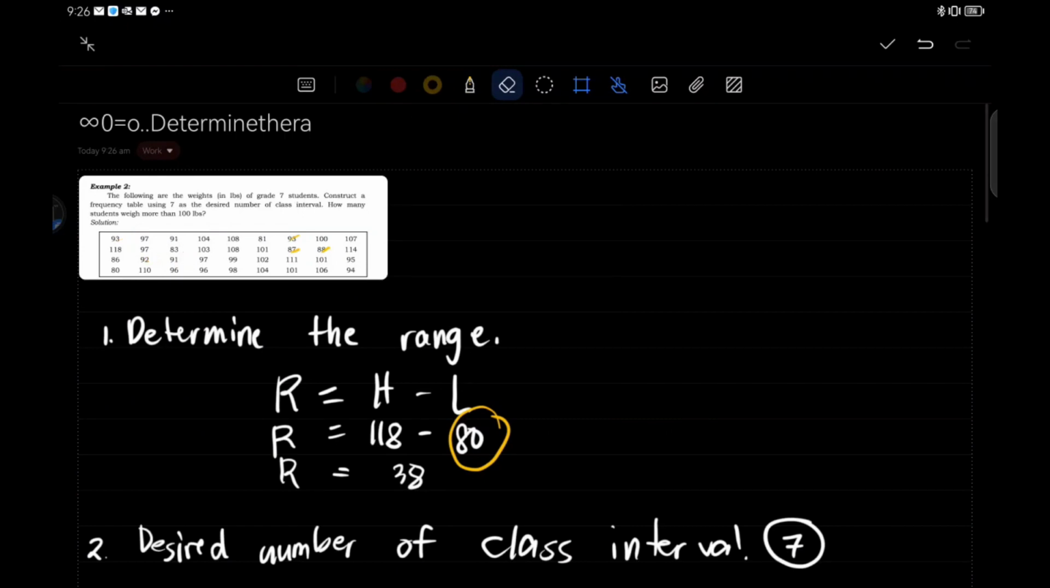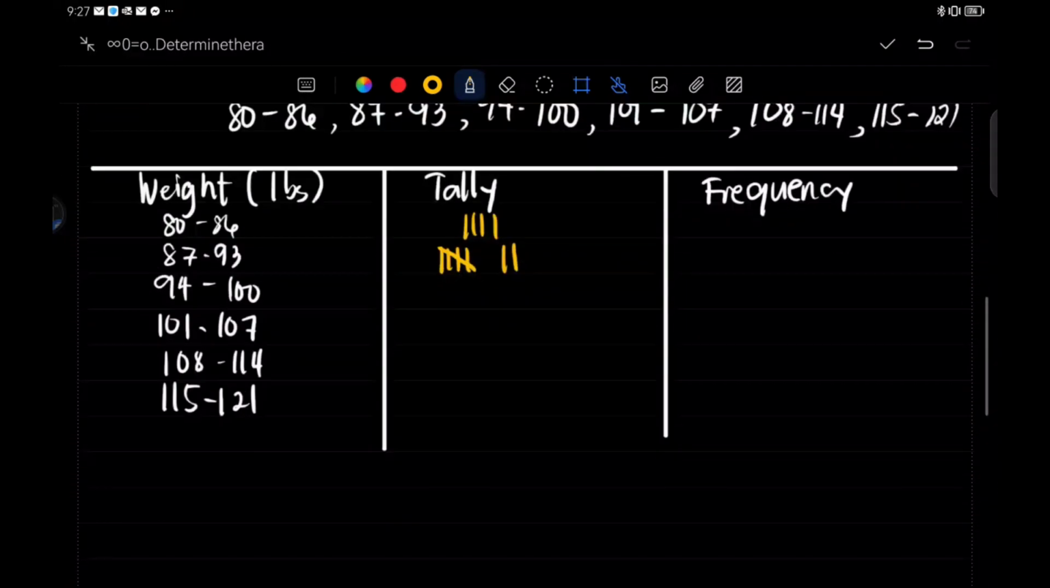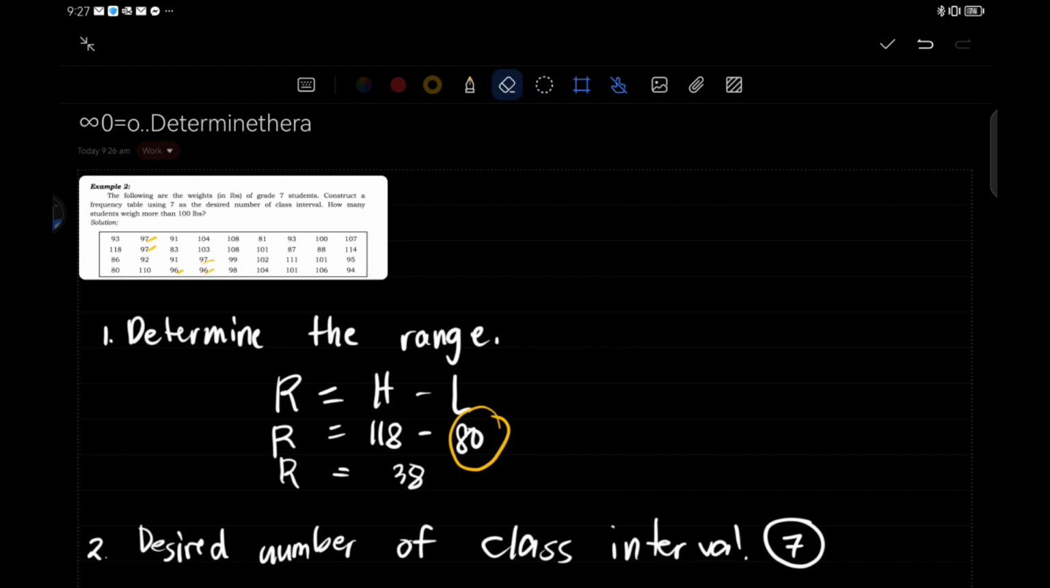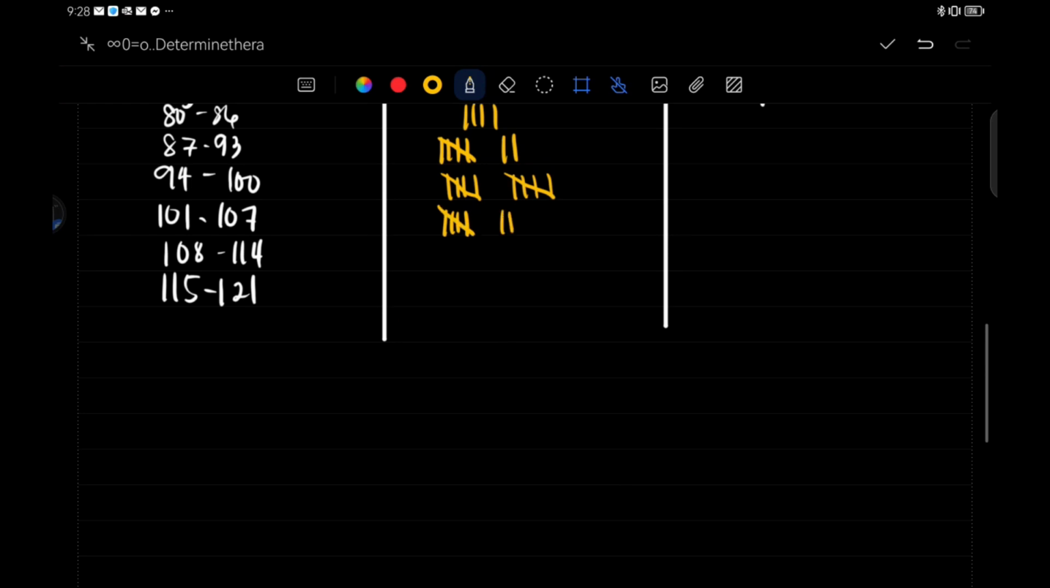94 to 100. We have here 1, 2, 3, 4, 5, 6, 7, 8, 9, 10. So we have 10. 101 to 107. We have here 1, 2, 3, 4, 5, 6, 7, 8, 9. So we have here 9.